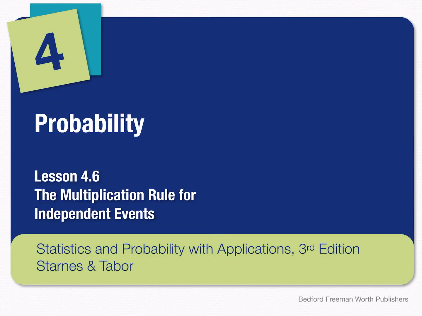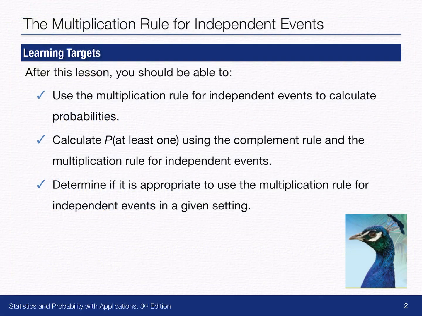Okay, this is the multiplication rule for independent events. Now this might be something newer that we maybe briefly touched upon, but maybe not in depth. So I'm going to quickly go through this. You're going to use the multiplication rule for independent events to calculate probabilities.